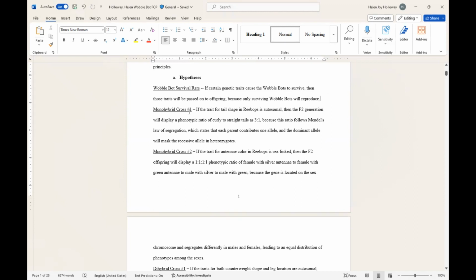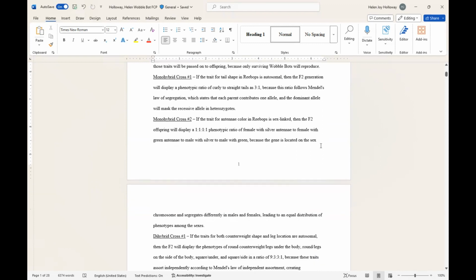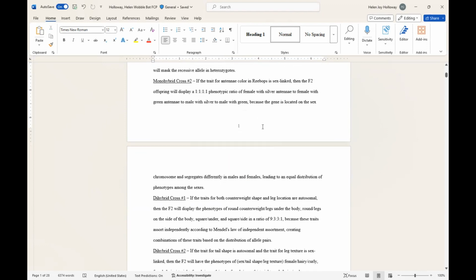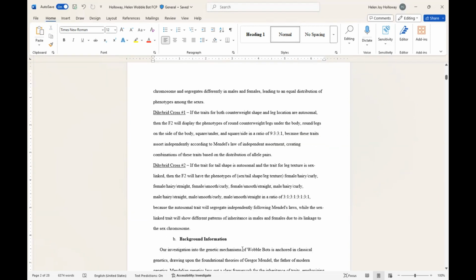And then for the monohybrid cross, since it was autosomal, we just state that if the trait is autosomal, then the F2 generation, and you can read the rest. For the monohybrid crossover 2, the only difference is that the trait is sex linked, so it will display a different phenotypic ratio. And I just included some information about why that is. So that's monohybrid crossover 2.